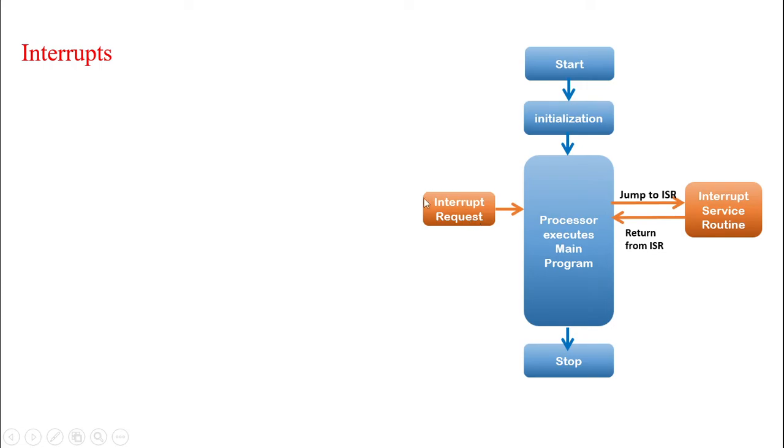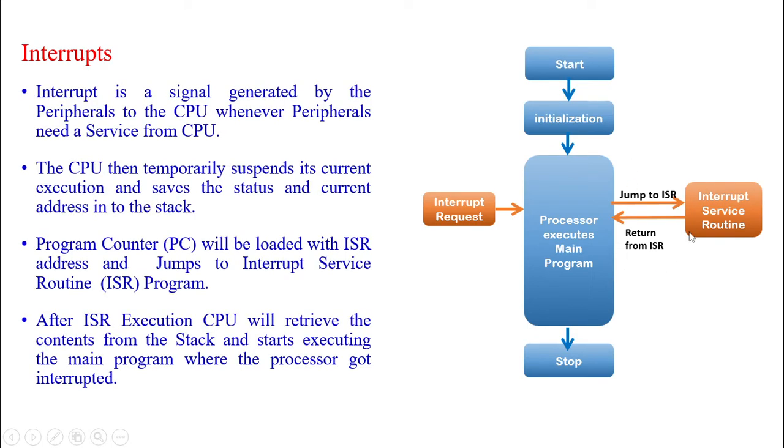Here, what you're seeing is an interrupt request made by some XYZ peripheral, and upon receiving the interrupt request, the processor will halt the current execution and jump to the interrupt service routine, execute the interrupt service routine, and after completing ISR execution, the processor will return back to the main program. This is how we can understand diagrammatically what an interrupt is and how the interrupt service routine executes.